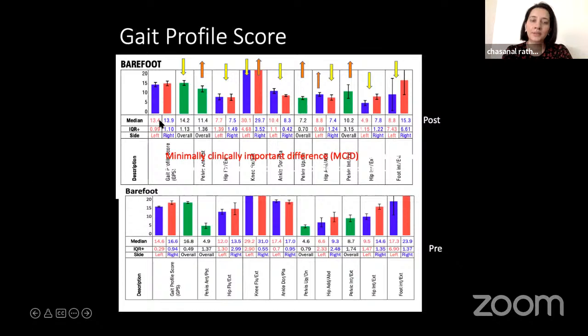And it talks about each of the segments again. That is, this is the total score. And then there is pelvis, hip, knee, ankle again on each side. And we see pre and post what is happening and how much minimal clinical important difference, the MCID, has happened. And that helps us know how much improvement has happened.